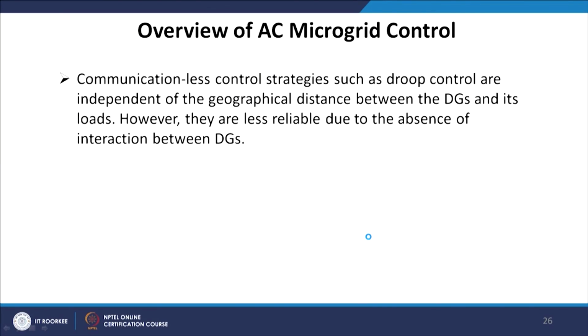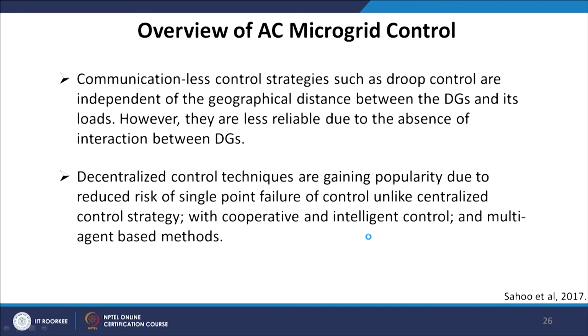Communication-less control strategies such as Droop control are independent of the geographical distance between the DGs and their loads. However, they are less reliable due to the absence of interaction between the distributed generators. Decentralized control techniques are gaining popularity due to reduced risk of single point failure of control, unlike centralized control strategy, with cooperative and intelligent control and multi-agent based methods.